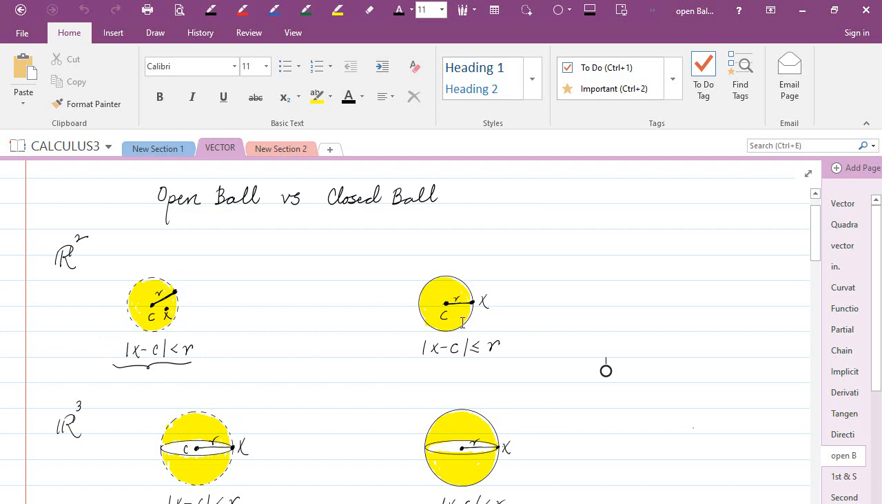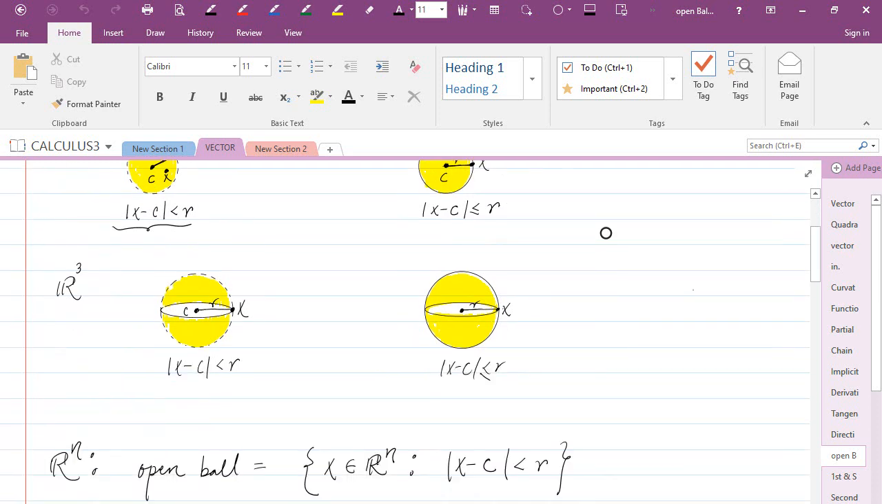Now, what's a closed ball in R2? Well, it's just an open ball where the boundary circle is included in the set. So this is the set of all x such that the distance from x to c is less than or equal to r. So either x lies on the boundary circle, or x is inside the circle. So this is a closed ball.